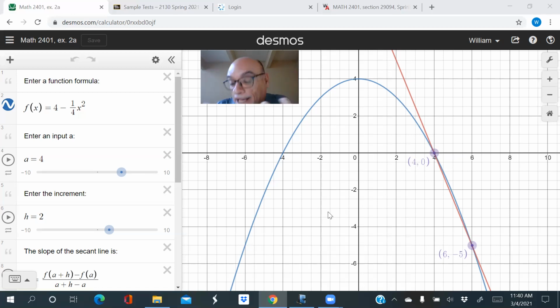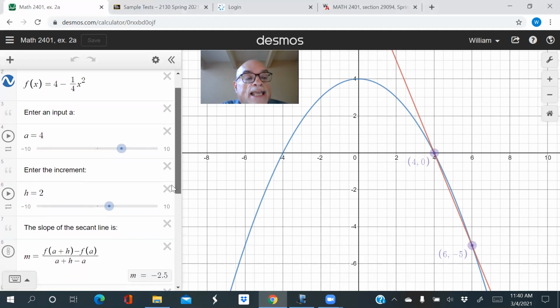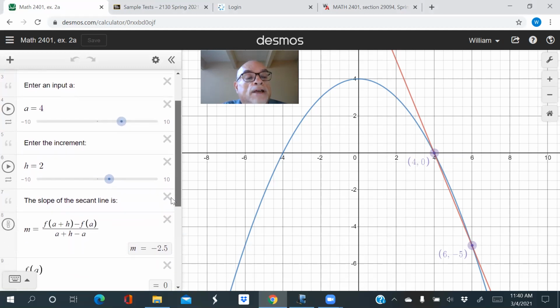Now, I can do that average rate of change calculation on my own because I have the formula for that. That's the sort of question that you'll be asked on a test: what's the average rate of change of this function from x equal to something to x equal to something else? But I've had Desmos do that calculation for me.